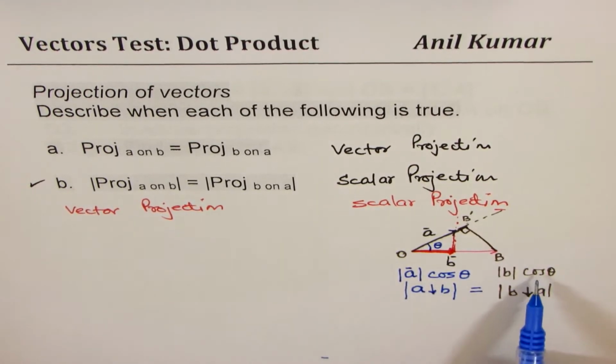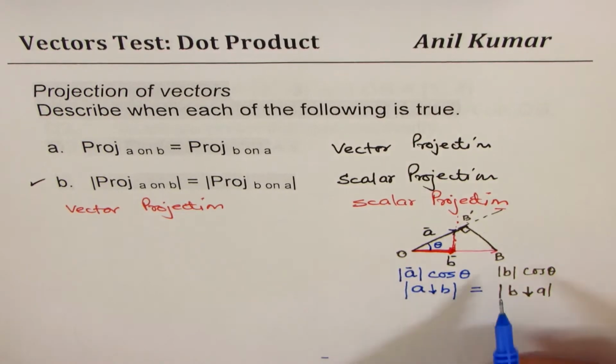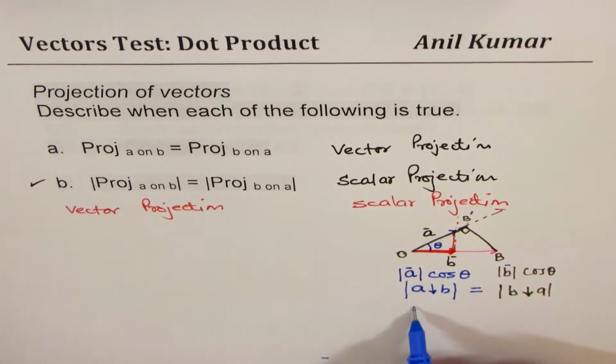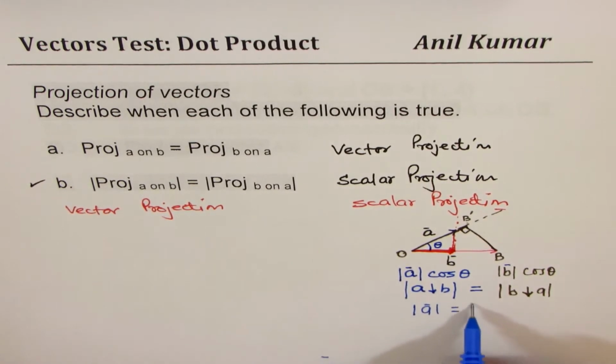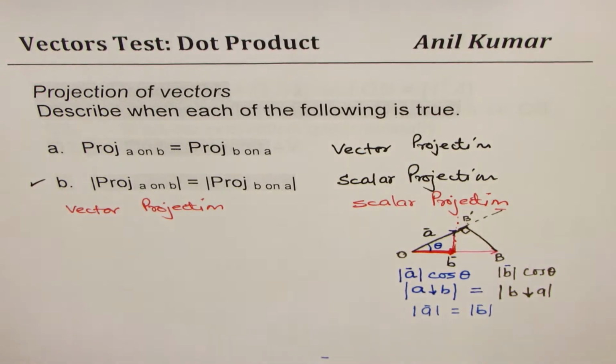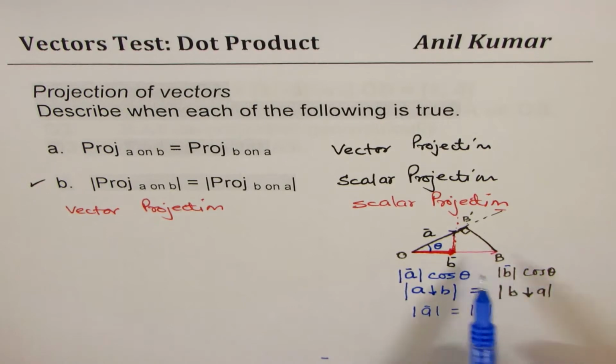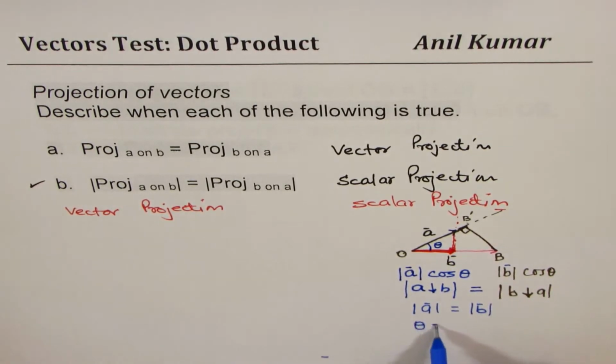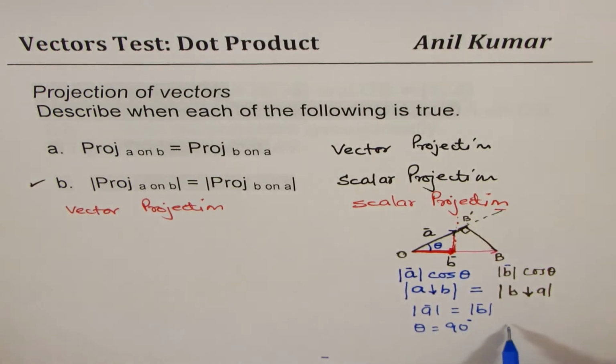Now if you want to make them equal, what should be the same? Well, cos theta is the same. So basically part B is true if magnitude of A is equal to magnitude of B. Perfect? Correct? Now, if the magnitudes are not equal, even then we can have the same projection, provided theta is 90 degrees. Then both are 0, right? So we have 0 equals 0. So we have two conditions here.